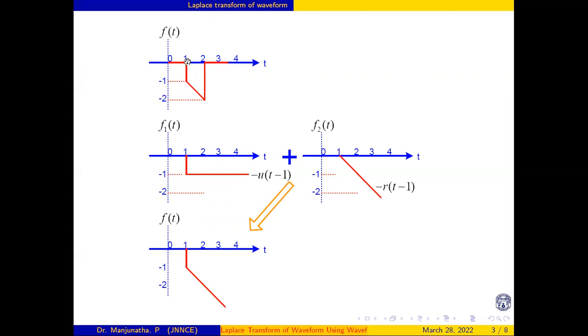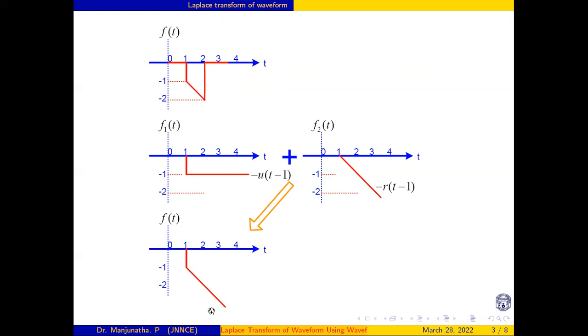At the same time, again a ramp function starts with the slope of -1. That's why I'm going to start another ramp function at time unit 1 with the slope of -1, that is -1 times r of t minus 1. This is t minus 1 because it starts at unit time 1. When we add these two waveforms, the summation will go on increasing, but at time 2 it has to come to 0.